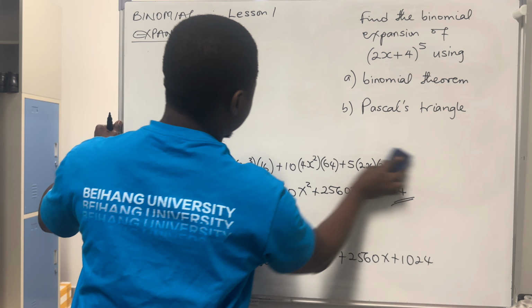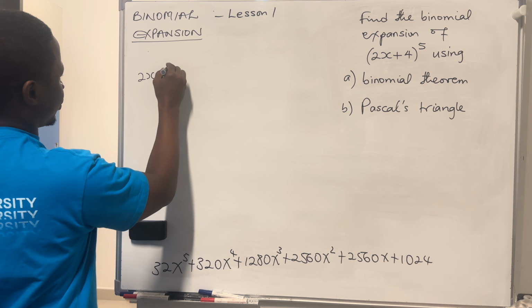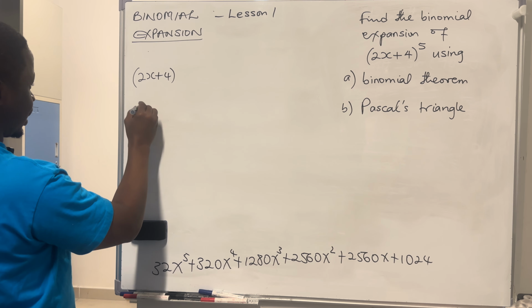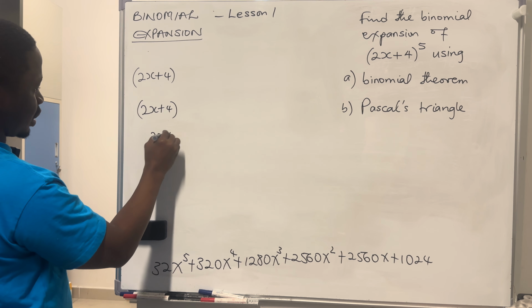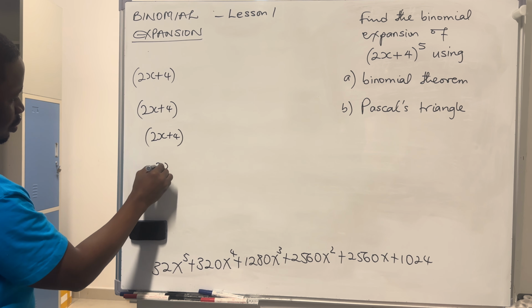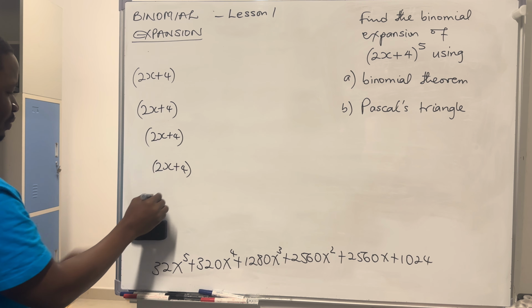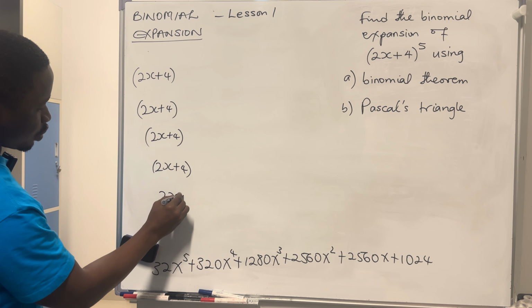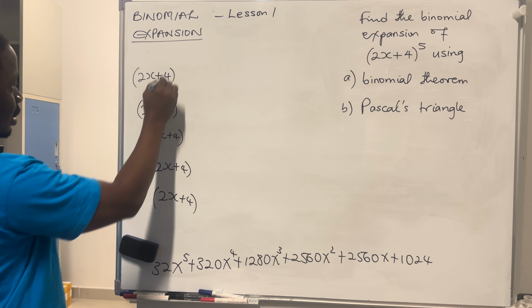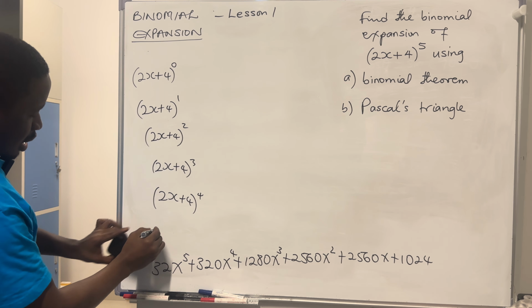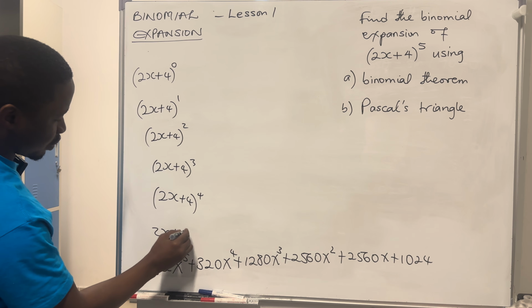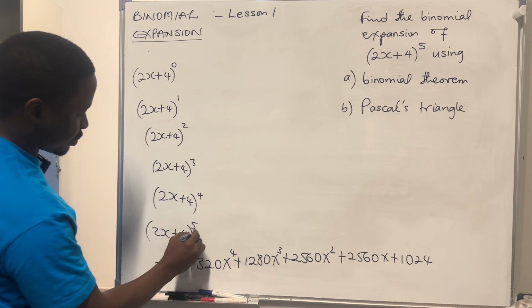For Pascal's triangle, if you have 2x plus 4, I want to give you first the triangle for 2x plus 4. This is power 0, 1, 2, 3, 4, and 2x plus 4 power 5.